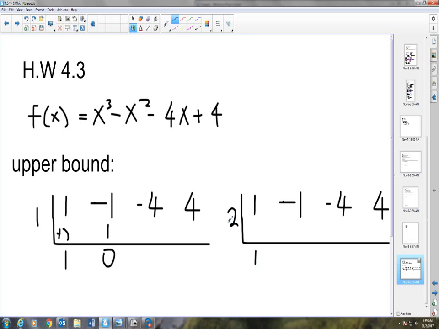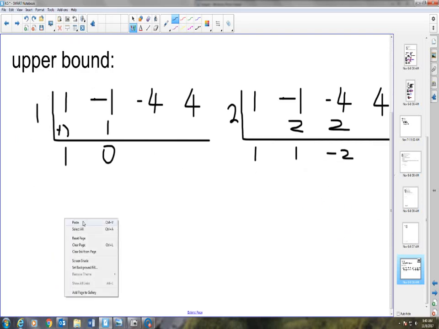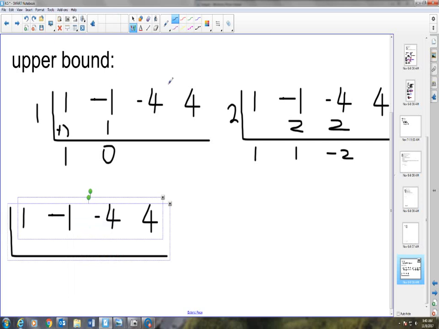Bring down the 1. 2 times 1 is 2. Negative 1 plus 2 is positive 1. 2 times 1 is 2. Negative 4 plus 2 is negative. So that doesn't work here, because all the signs on this row have to be positive. So let's try another one. The next integer after 2 is 3.